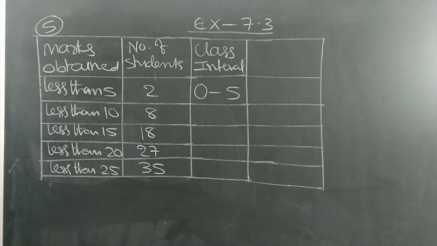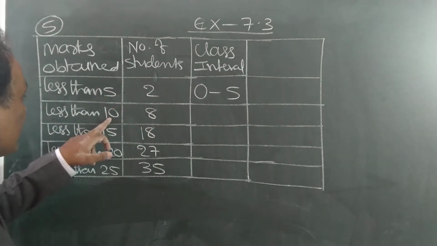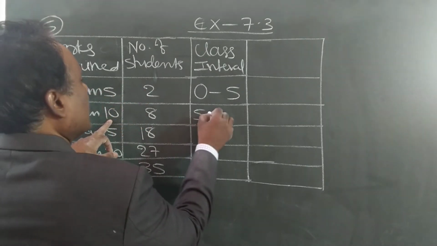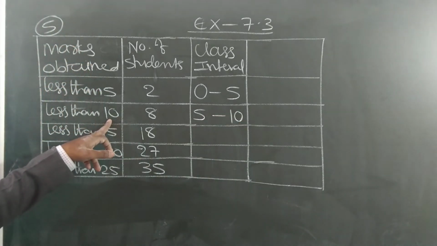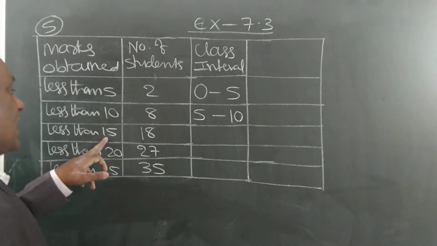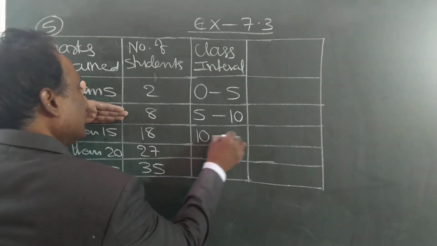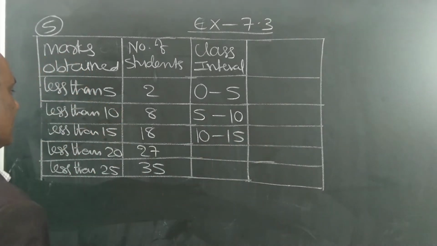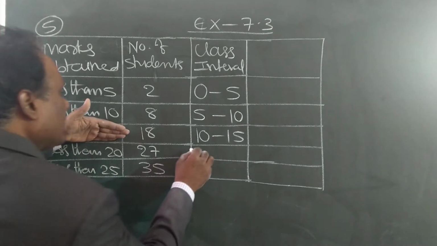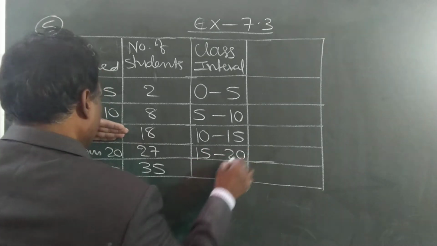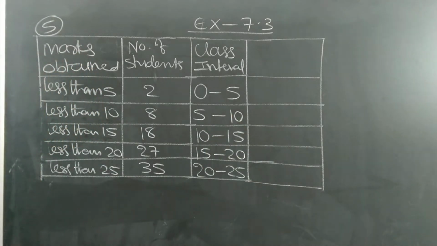Less than 10. Less than 10 means only less than 5 are covered here. So less than 10 means this is 5 to 10. Less than 15 means only less than 10 are covered here. So 10 to 15. Less than 20 means only less than 15 are covered here. So 15 to 20. This is 20 to 25. Like this we prepare the class intervals.